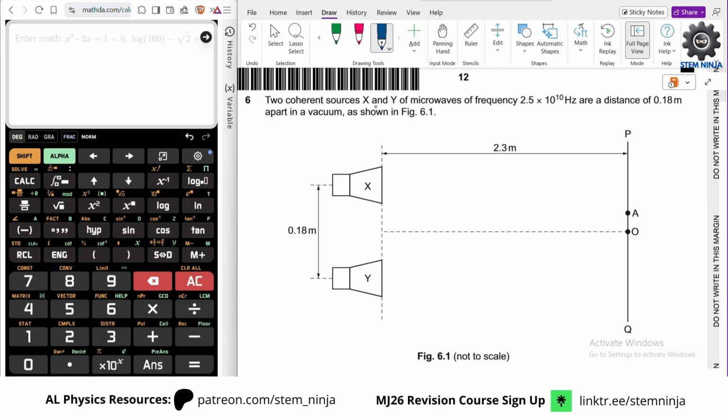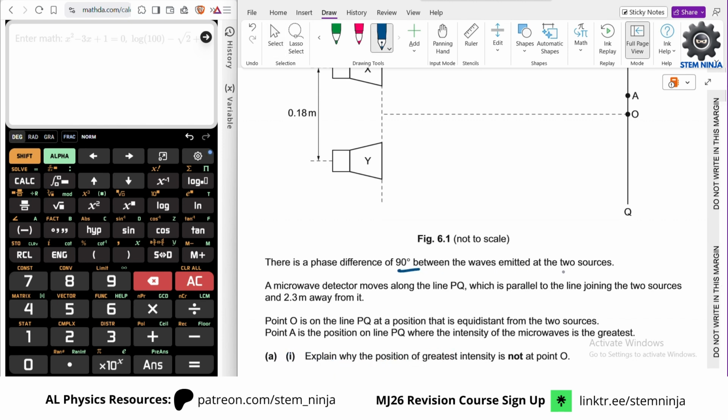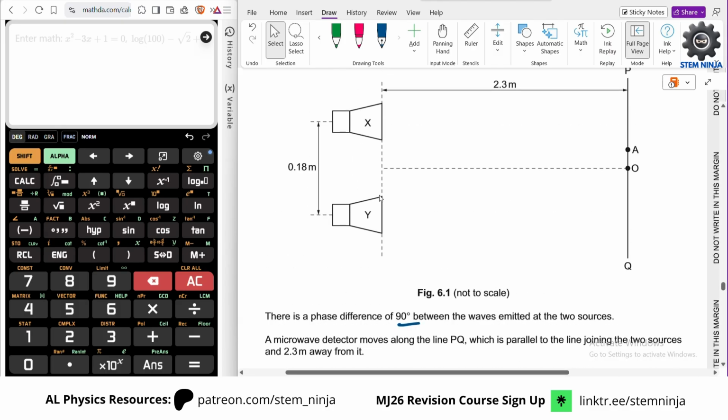Question number 6. Two coherent sources X and Y of microwaves of frequency 2.5 times 10 raised to the power 10 Hz are a distance of 0.18 meters apart in a vacuum. There is a phase difference of 90 degrees between the waves emitted at the two sources. A microwave detector moves along the line PQ, which is parallel to the line joining the two sources and 2.3 meters away from it. Point O is on the line PQ at a position that is equidistant from the two sources. Point A is the position on the line PQ where the intensity of the microwaves is the greatest. Explain why the position of greatest intensity is not at point O.